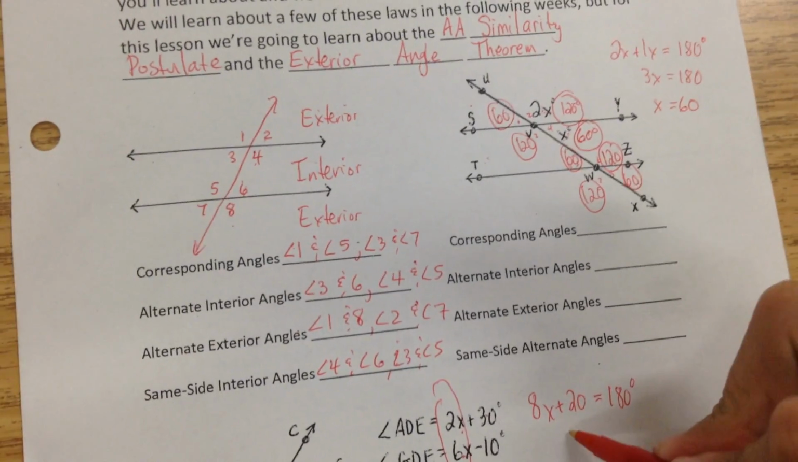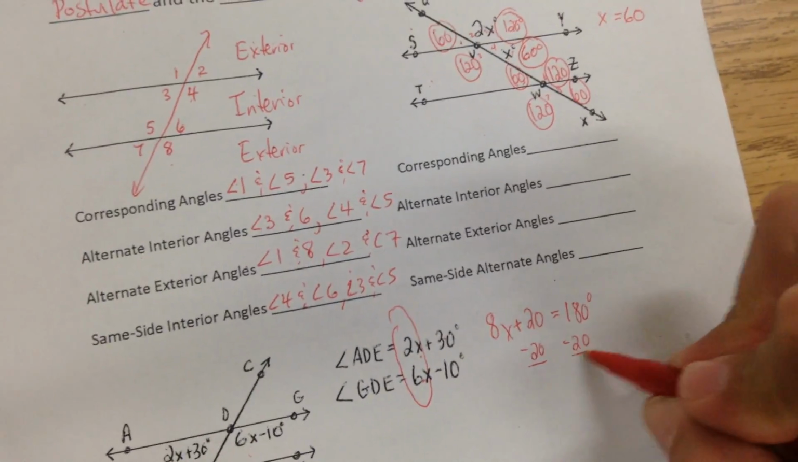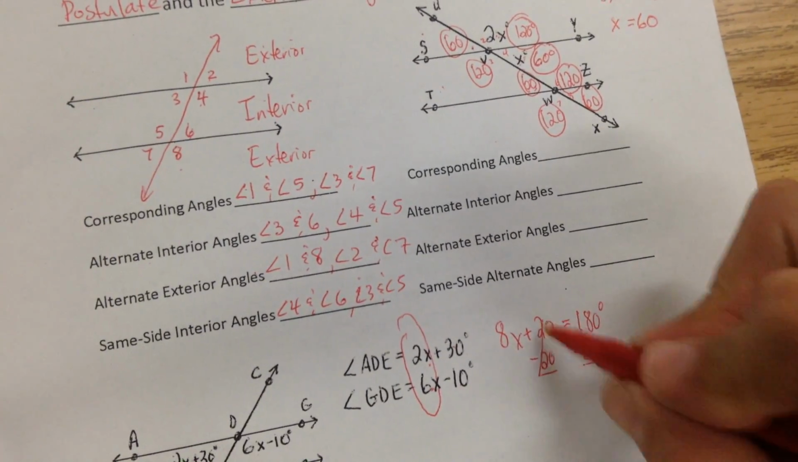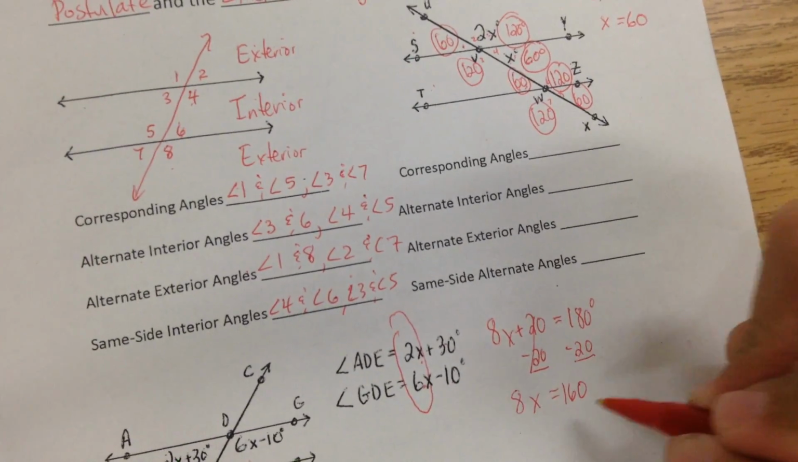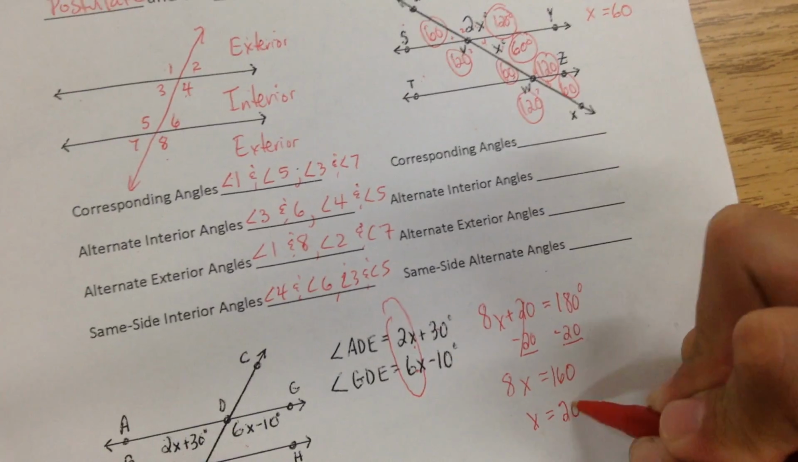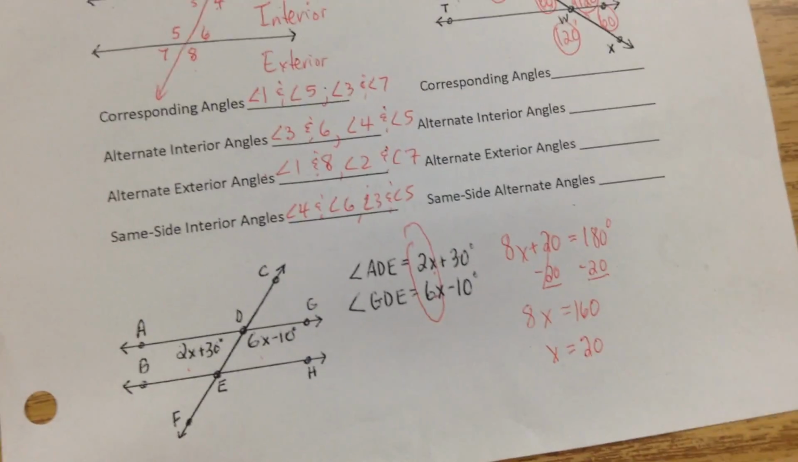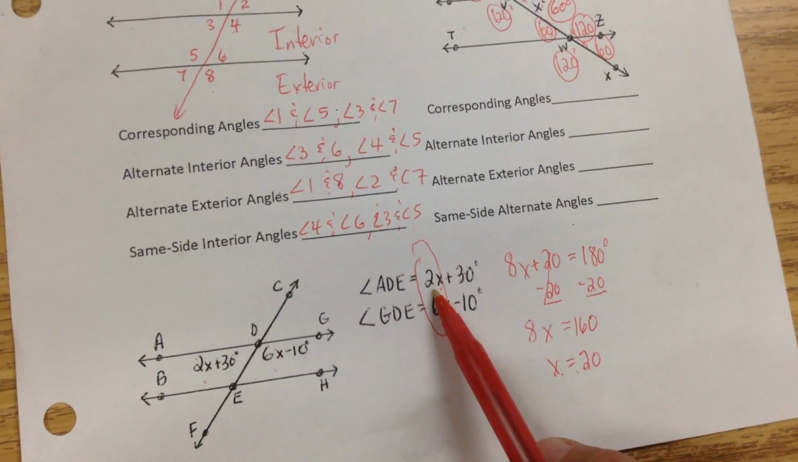So just by doing some math that we should be pretty decent at, I subtract 20 from both sides, cancels out, and I got 8x equals 160. When I divide both sides by 8, I get an answer of 20. Now that just tells me what the x is worth. So now I got to come up here and do a little math.